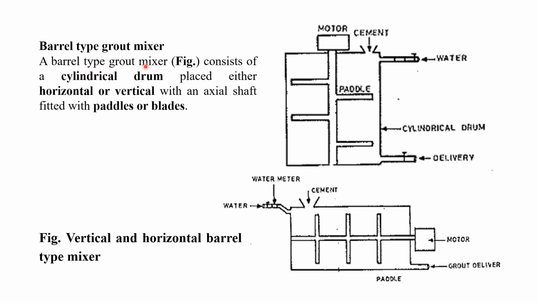A barrel type mixer consists of a cylindrical drum. You can see this is a cylindrical drum. There are vertical and horizontal barrels. This is the vertical barrel. This one is the horizontal barrel. Placed either horizontal or vertical with an axial shaft. These are the shafts, connected with the paddles or the blades.